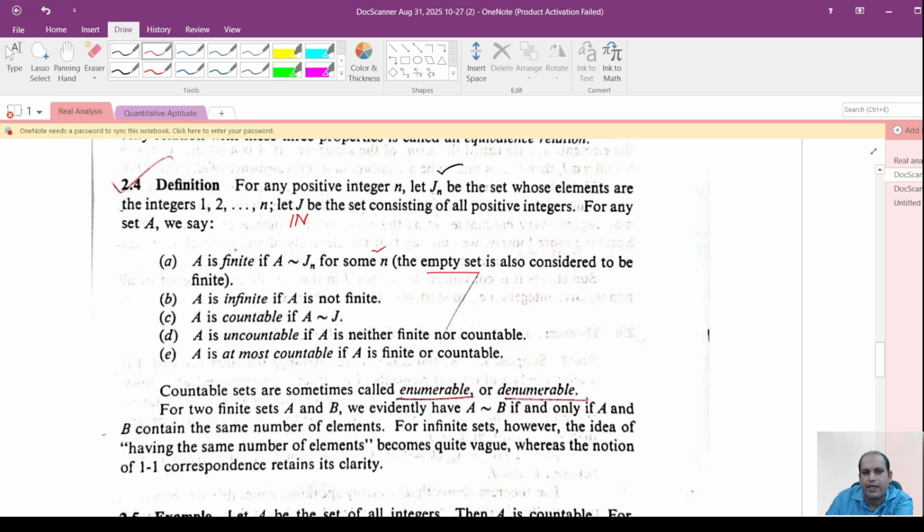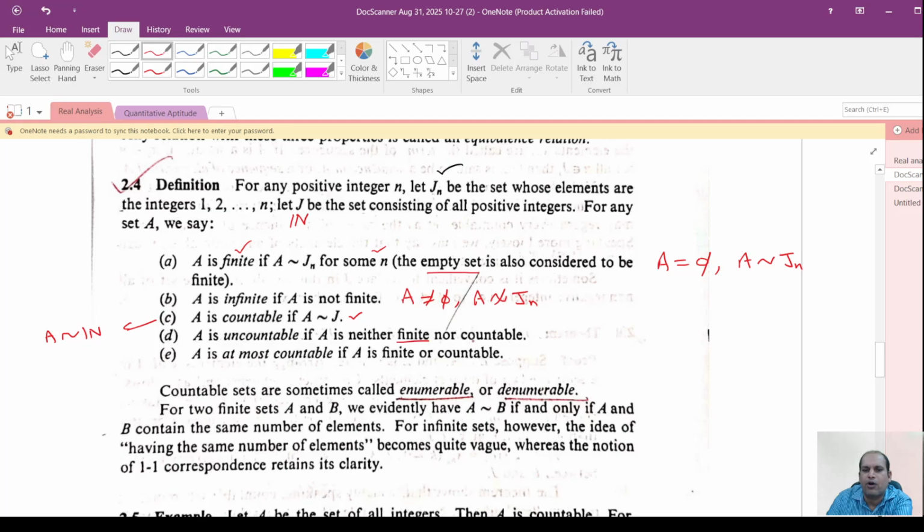So a finite set A is either phi, the empty set, or a set similar to Jn. For an infinite set, which is not finite, it is not equal to the empty set and is not similar to Jn, so all the remaining sets are infinite. Now within infinite sets, a set may be countable or uncountable. So what are countable sets? Countable sets are those sets similar to the set of natural numbers, meaning there exists at least one bijective map between A and the set of natural numbers.